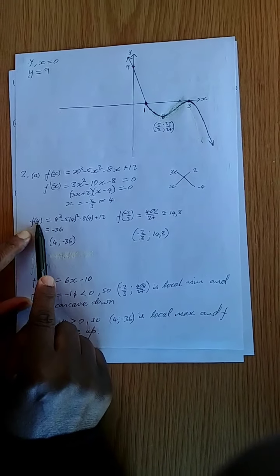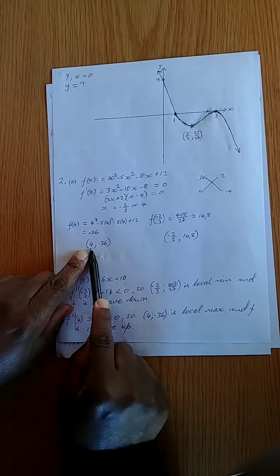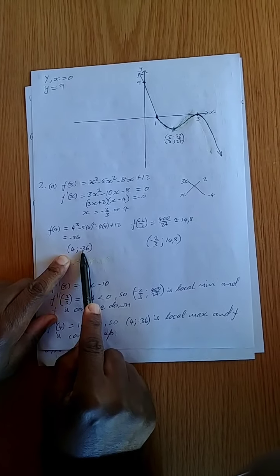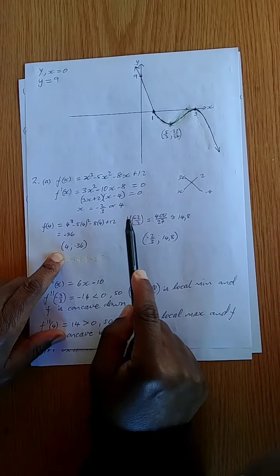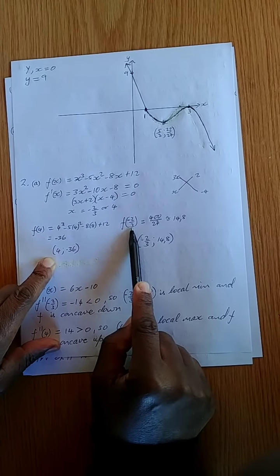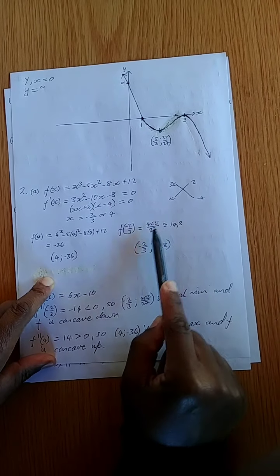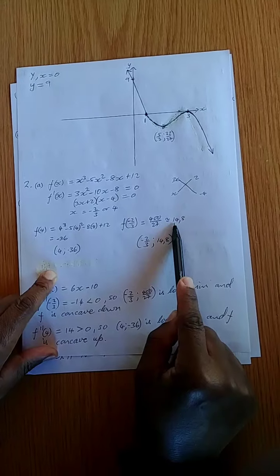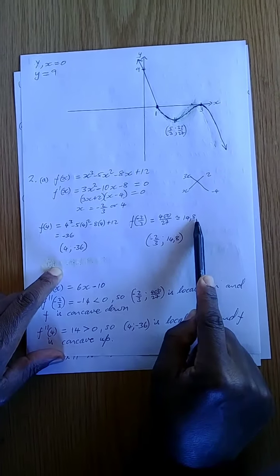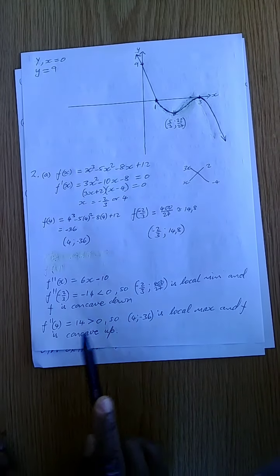We will have f of 4 is equal to minus 36, which means there is a stationary point 4 and minus 36. And we also substitute minus 2 over 3 into f, and we end up with 400 over 27, which is approximately 14,8. Then this again is another stationary point.